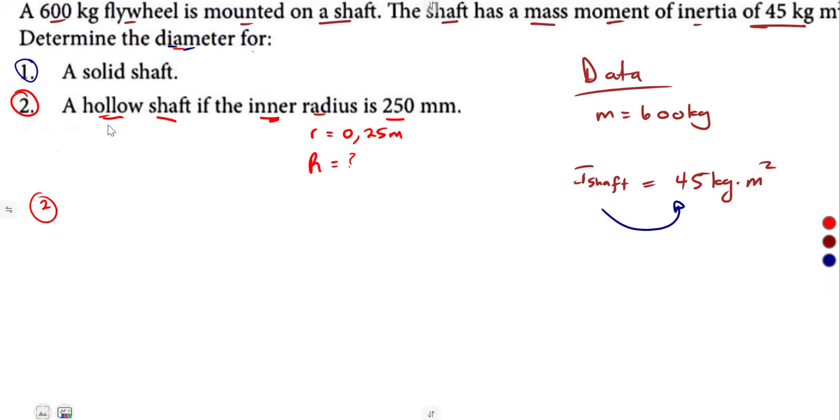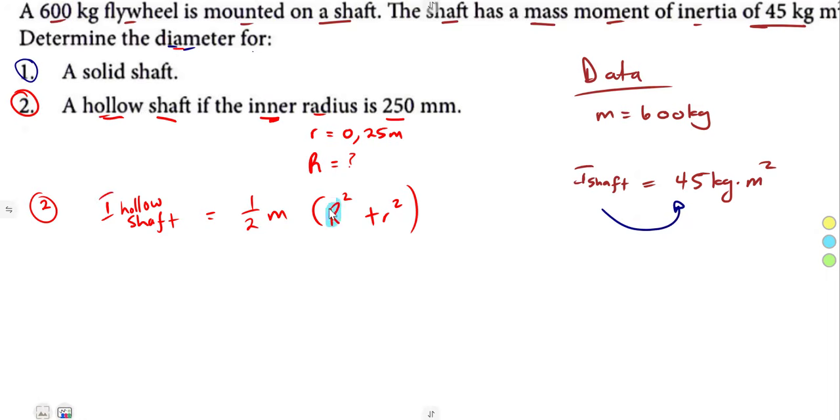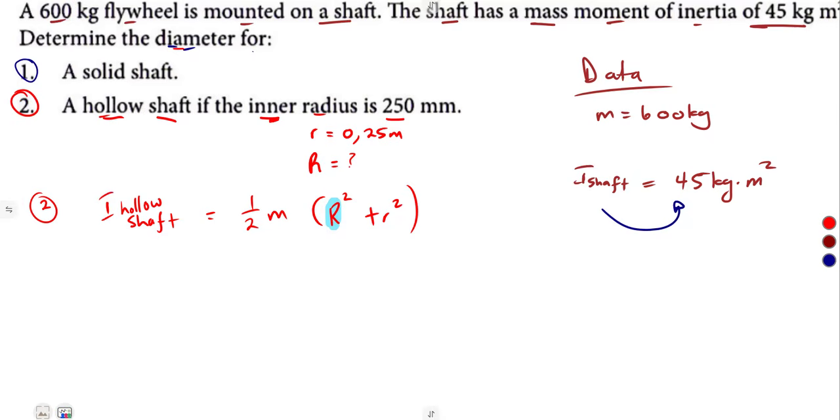Because it is a hollow section, you are going to determine the radius first. So remember, this is half of m into R squared plus r squared. So you determine the one that you're not given. We are given the inner radius, so we must determine the outer radius.